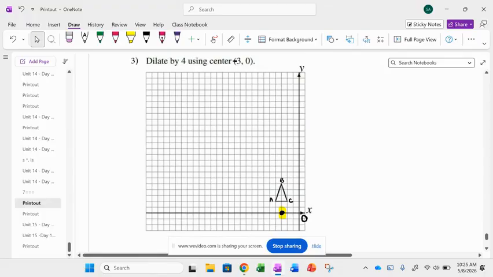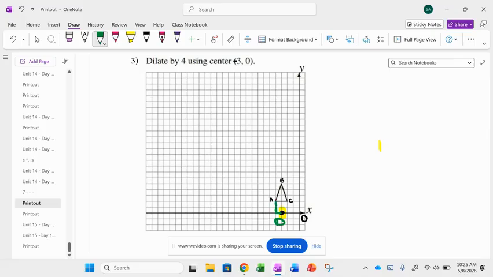Now, are we creating a bigger image or a smaller image if we're dilating by a scale factor of 4? Charles? Bigger. So what we want to do, now this is the first time we're making it bigger when the dilation is not one of the points on it. But it's going to be the same process. To get from our, let's call this center of dilation D. So now to get from D to point A, we're going to go right 1, up 2. Do we agree? To get from D to A, I'm going to go up 1, right 2.